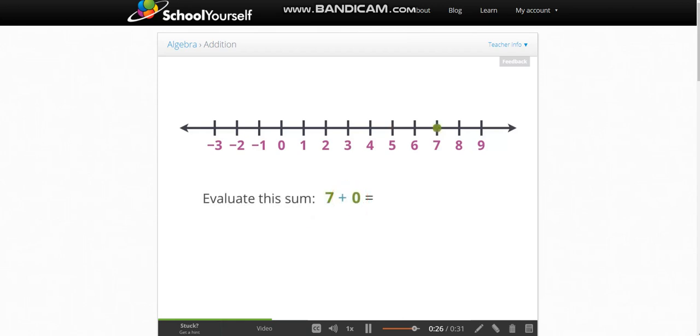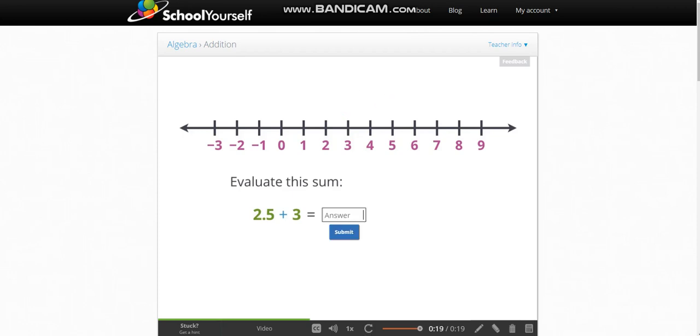For example, if you start at 7 and then move 0 to the right, where do you wind up? Precisely, 7 plus 0 equals 7. Whenever you add 0 to a number, you'll always get that number back. Next, let's add decimals. What's 2.5 plus 3? What do you get if you start at 2.5 on the number line and then move 3 to the right? Exactly. Starting at 2.5 and then moving 3 to the right puts you over here, halfway between 5 and 6. So 2.5 plus 3 equals 5.5.